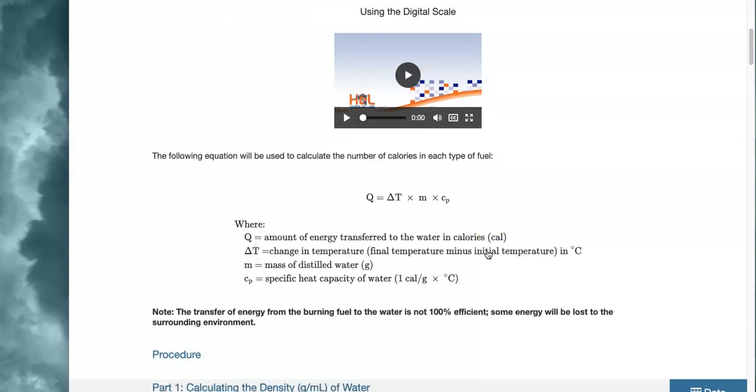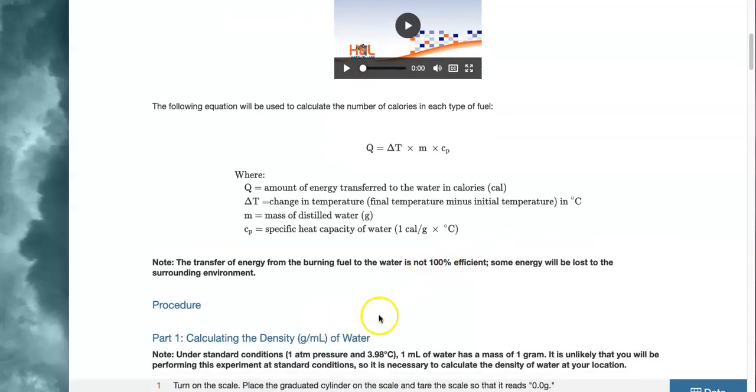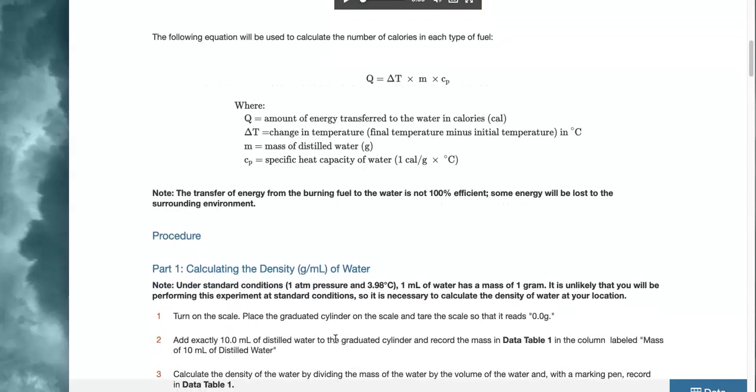You're going to multiply that by the mass of the distilled water that you use in this experiment, and you're going to multiply that by how much the temperature changes after you heat it up with your fuel source. All right, and this is really important here, follow these instructions. You're going to need the density of water. What should it be? Well, it should be about 1 gram per milliliter, but give or take, your water might be just a little off, and we need to account for that.